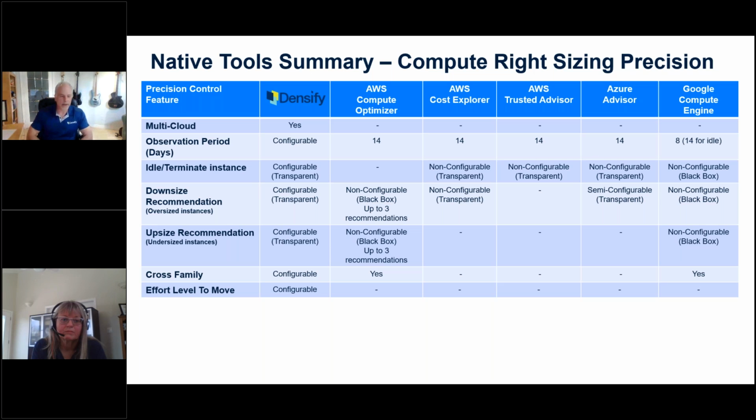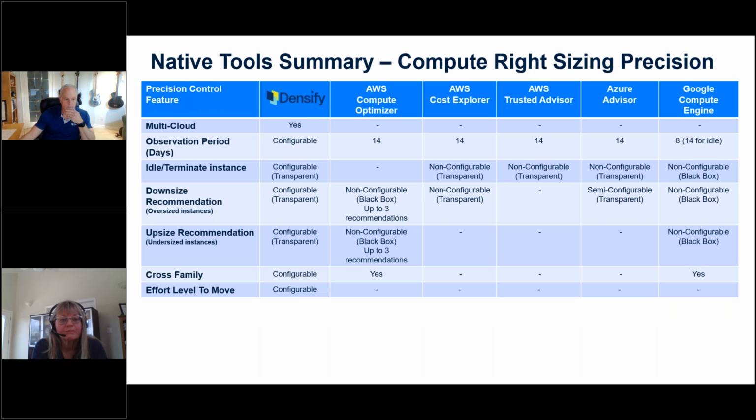So again, the effort level is fully configured and fully exposed within Densify, and none of the free tools will give you any information, if they're making a cross-family recommendation, on what it's going to take to actually do that. What are the differences between the instances? You'd have to look that up. And in a large environment, it would be important to be able to quickly identify low-hanging fruit, for example.